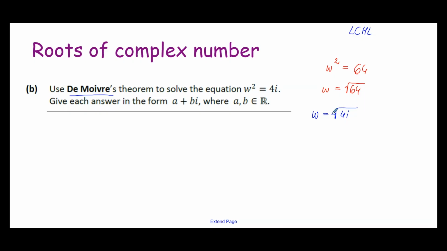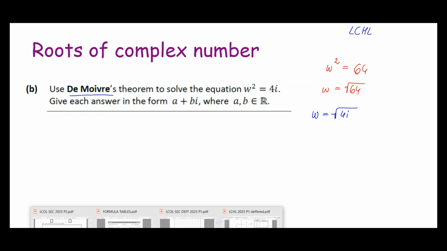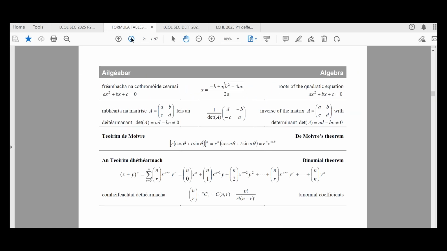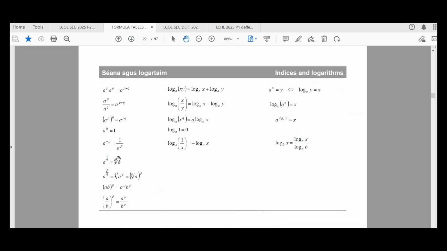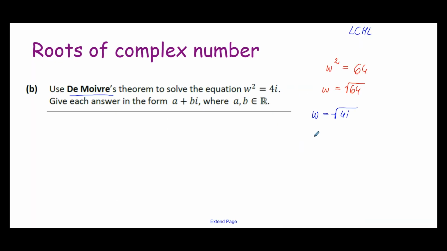And I know we can replace the root with a power, isn't it? We have that formula. Where is it in our table? Just to make sure we know. So this formula is saying that if you have a root, you can change that to a fraction power. So that means it will be w equals 4i to the power of a half. Okay, so that's the first thing.